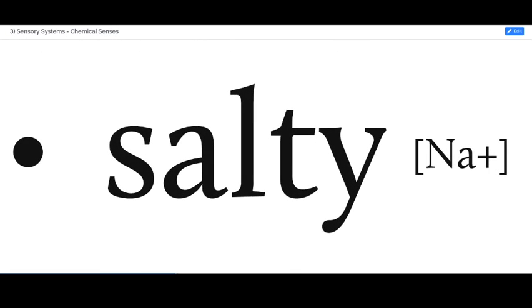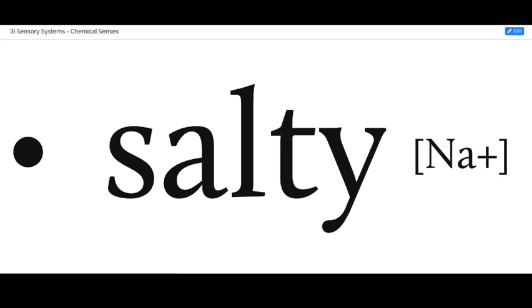Possibly the most straightforward example of transduction of any sensory modality is the sense of the salty taste. Table salt is sodium chloride, but really the saltiness that we taste from sodium chloride is strictly because of the sodium ions. And the salty taste could be described simply as our perception of the sodium concentration in our saliva. As I've indicated here on the side, the sodium ion with brackets around it means concentration of sodium ions.